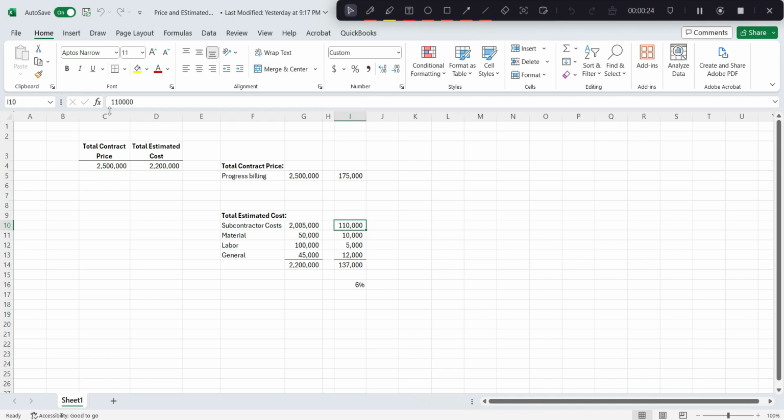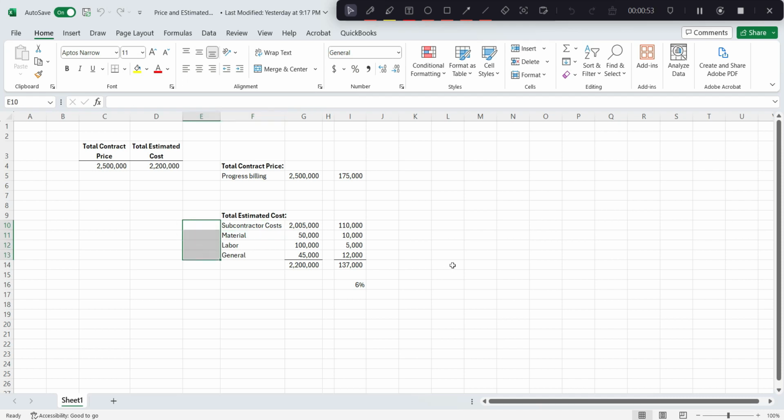So on this project we have here, this hypothetical project, the price, what the owner is expected to pay you, is 2.5 million. What you're expected to spend on completing that project is $2.2 million. So how do we get that amount? Well, it's broken down by different categories, which I've listed here. We have subcontractor costs, material, labor, and general.